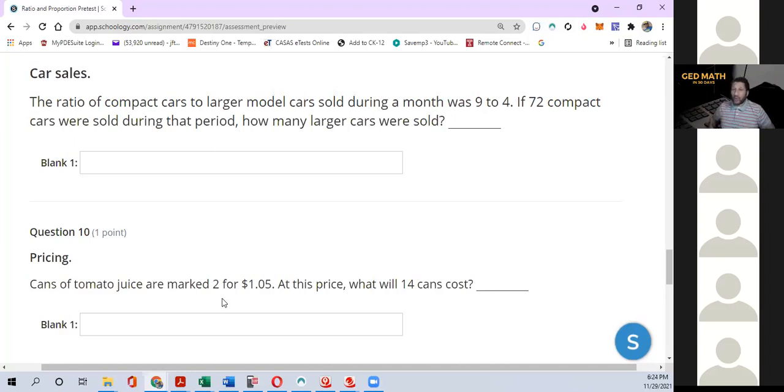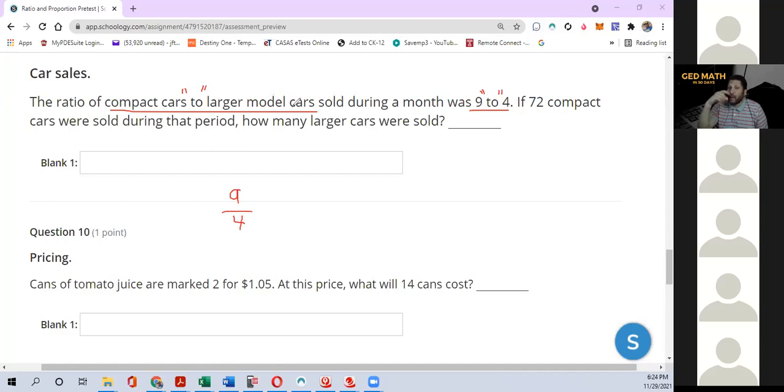So first of all, in this question, what do we know? What's given to us that we know? The ratio 9 to 4. Now, what does that 9 to 4 mean? It is a fraction, but how do I know how to use that fraction? How do I know what the 9 to 4 represents?